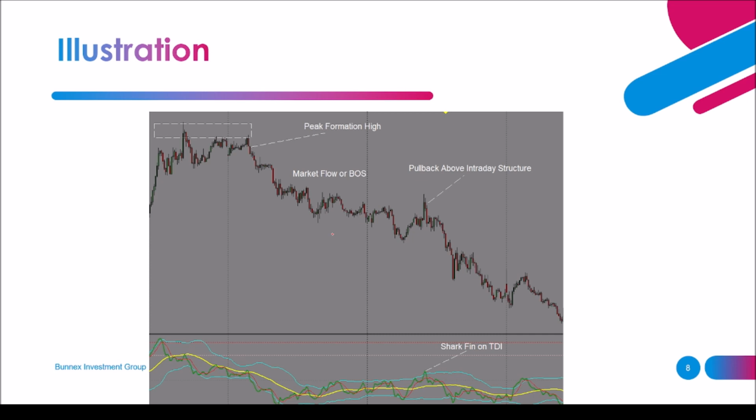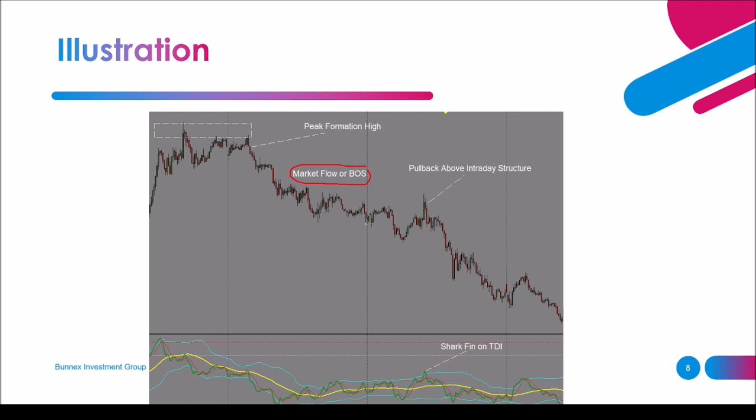So this illustration is going to simplify everything that I have talked about earlier. The first thing is to locate a point of reversal, which in our case we call a peak formation high or a peak formation low for a different market context. After seeing that point, we need to see market flow, or a break of structure for those who do not trade using the market maker method. After that, usually after the first day away from the peak, we now need to see the next parameters met.